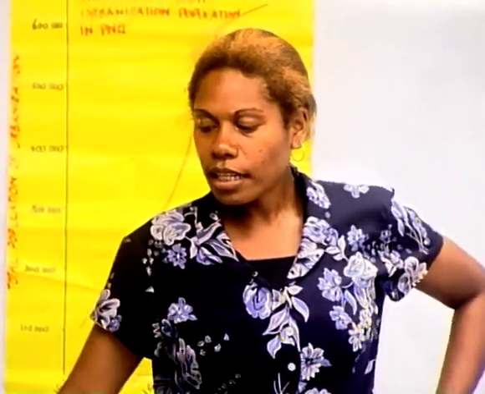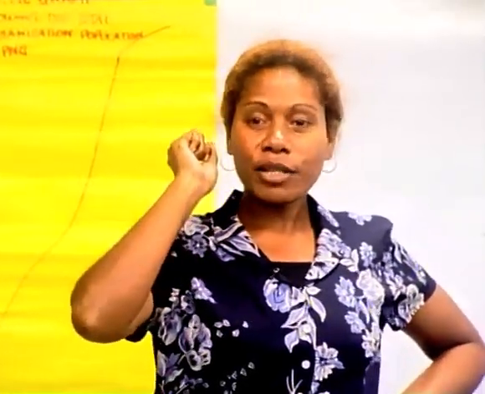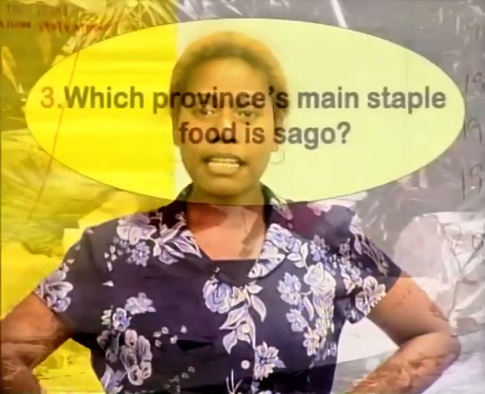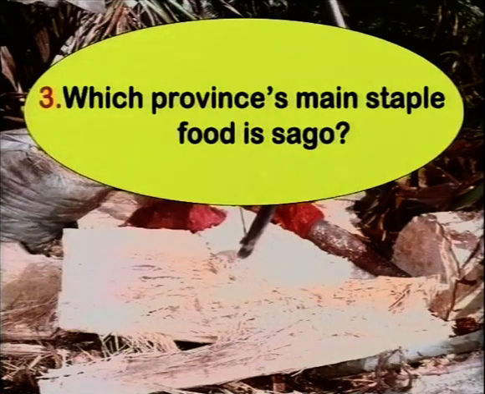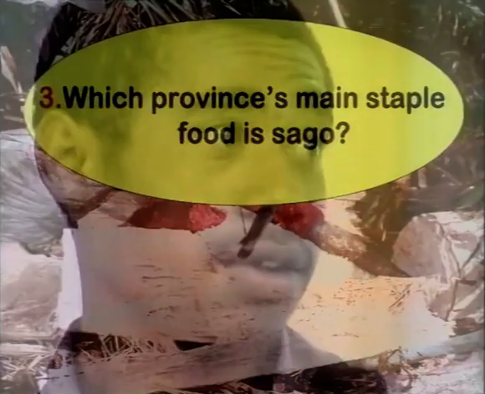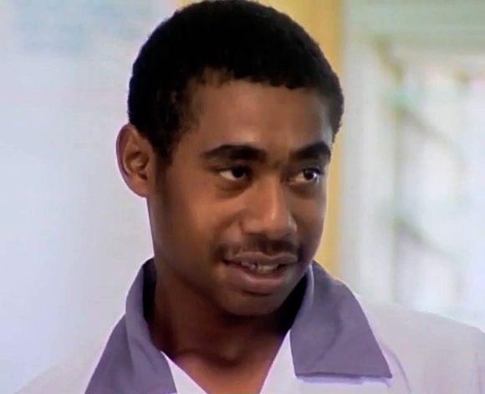All right, number 3. Thomas, can you read number 3, please, and give us the answer? Which province's main staple food is sago? East and West Sepik.